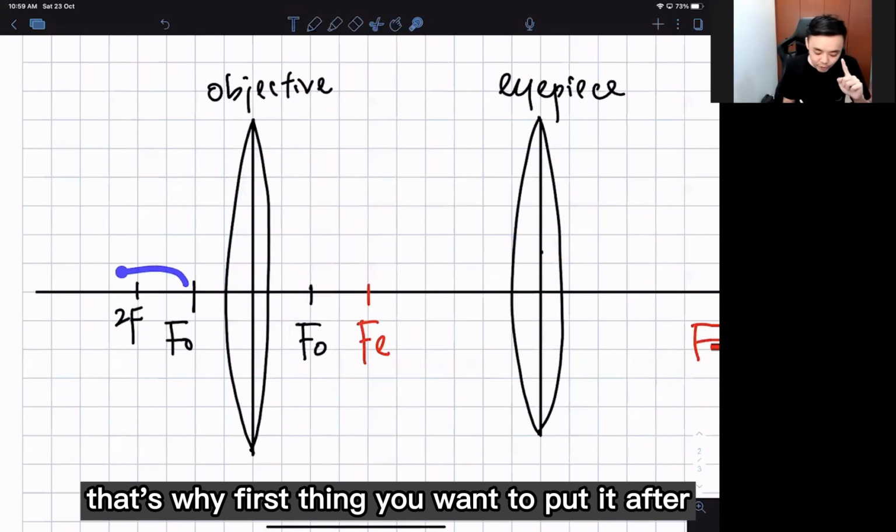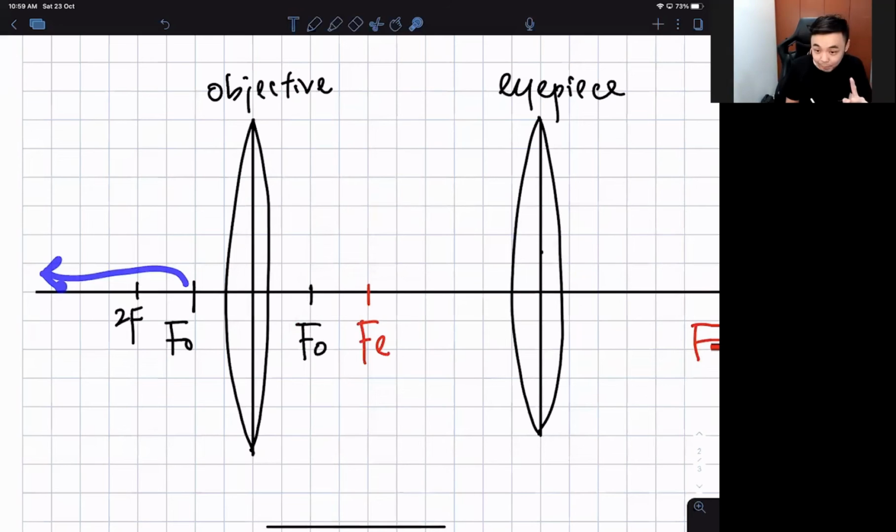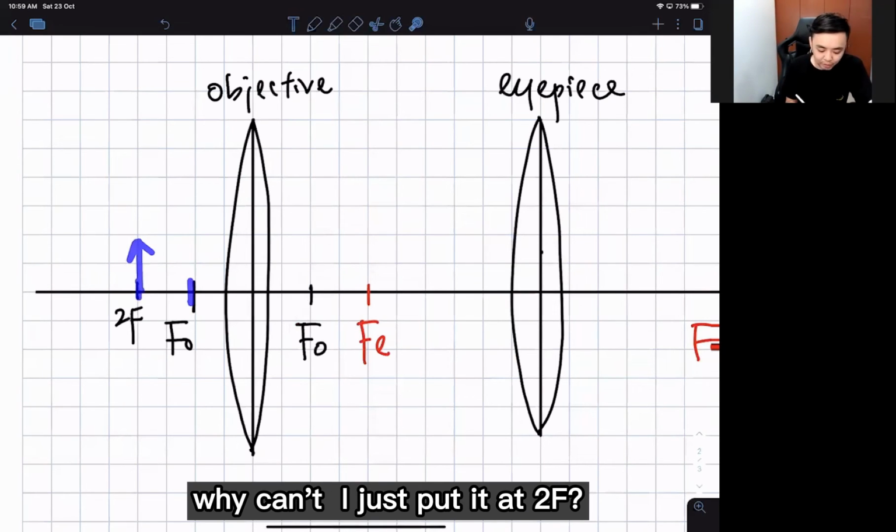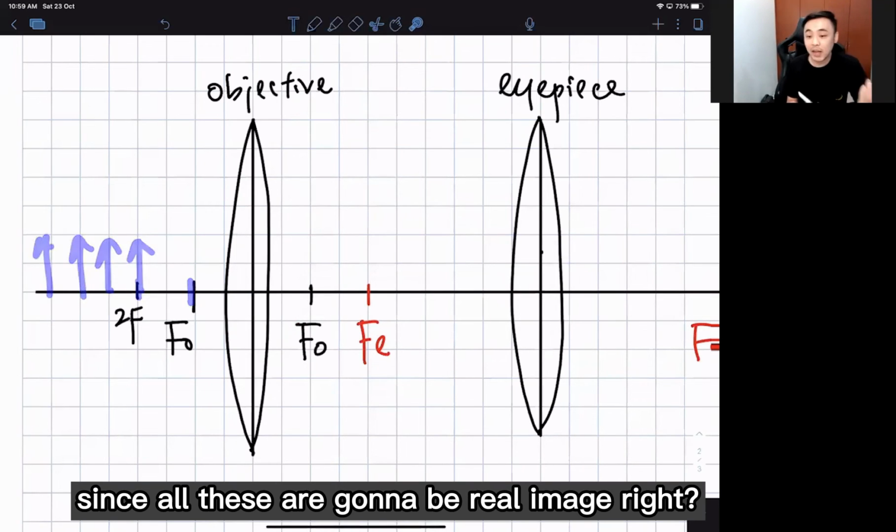That's why the first thing you want to do is put it after the focal point. Then of course you ask, why must I put it between 2F and F? Why can't I just put it at 2F? Why can't I put it here? Why can't I put it here? Since all of these are going to be real images, right?